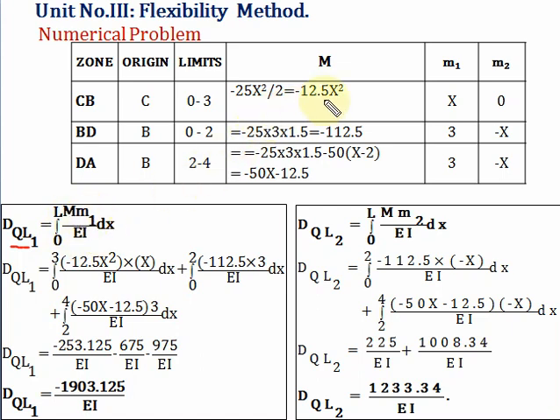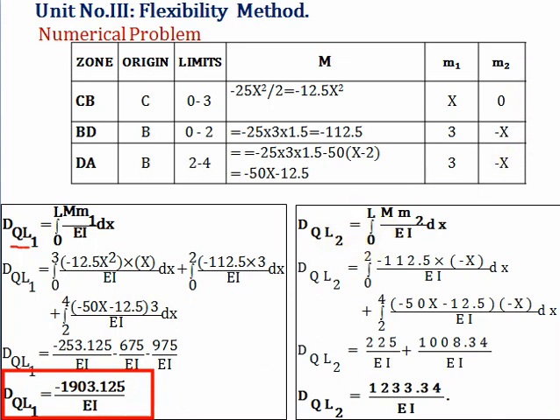So what is the value of capital M? Minus 12.5 x square, into M1 which is x. So the limit is 0 to 3, plus the second zone is BD, the limits are 0 to 2, value is minus 112.5 into 3 upon EI, plus the next zone DA, limits of integration 2 to 4, the value of M is minus 50x minus 12.5 into 3 upon EI. After solving this integration we get the value of DQL1 as minus 1903.125 upon EI. So this is the value of DQL1.